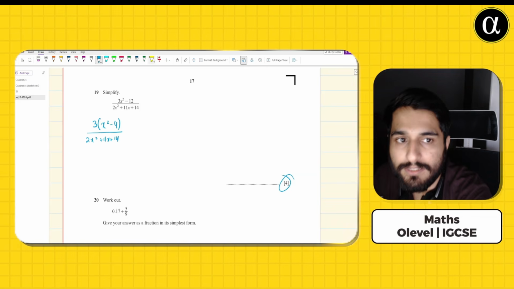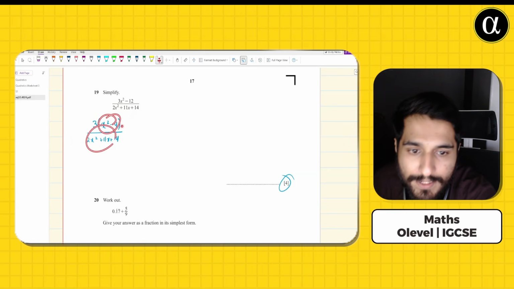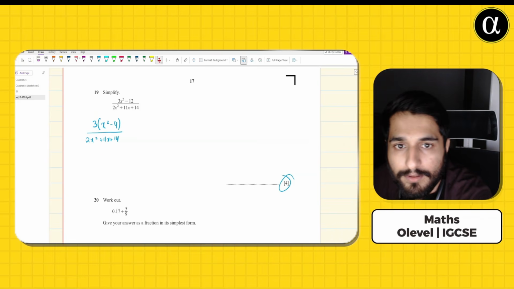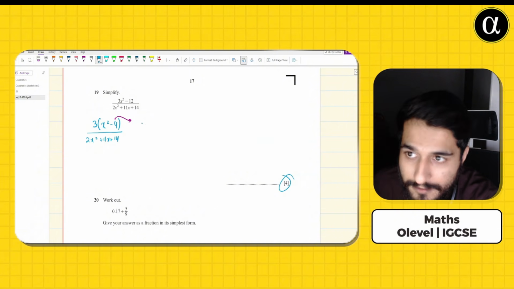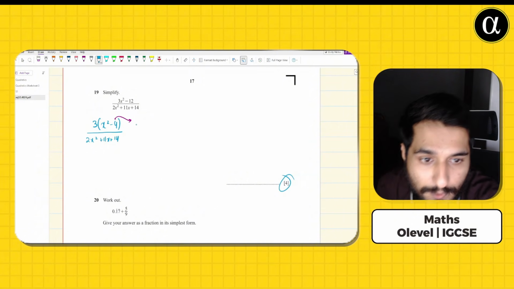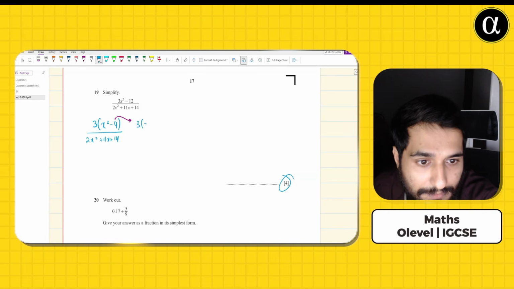Now we need to see whether or not we can simplify this further. If we have a look carefully, this can be converted using the third identity, which says a plus b, a minus b is equivalent to a squared minus b squared. So this should be 3 times x squared minus 2 squared, which can be further written as 3 times x plus 2 and x minus 2.